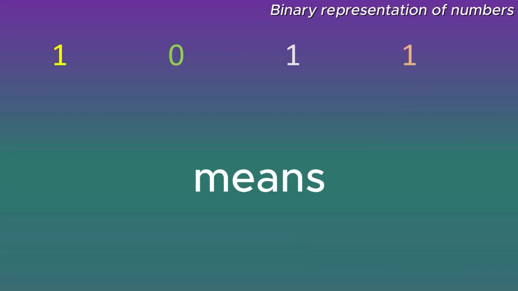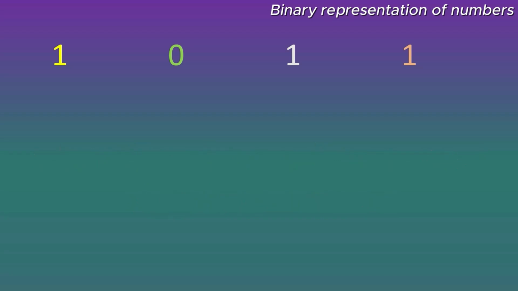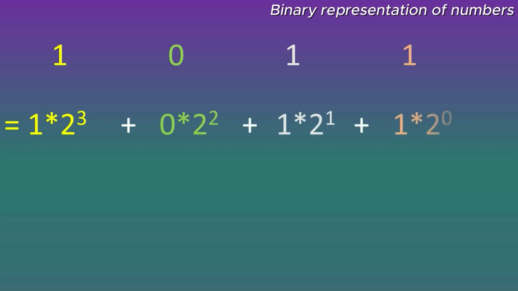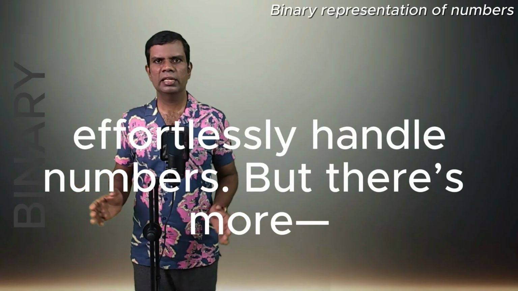1011 means, starting from the most significant bit, 1 times 2 raised to 3, plus 0 times 2 raised to 2, plus 1 times 2 raised to 1, plus 1 times 2 raised to 0. That is equal to 8 plus 0 plus 2 plus 1, equal to 11 in decimal. This is how computers effortlessly handle numbers.